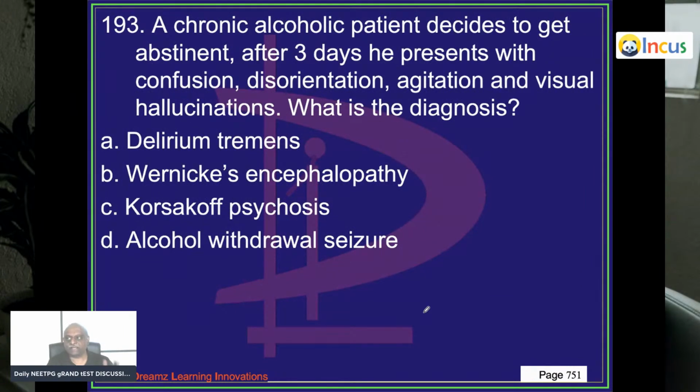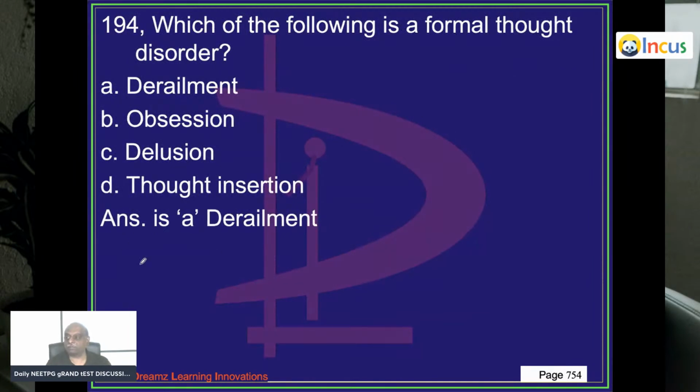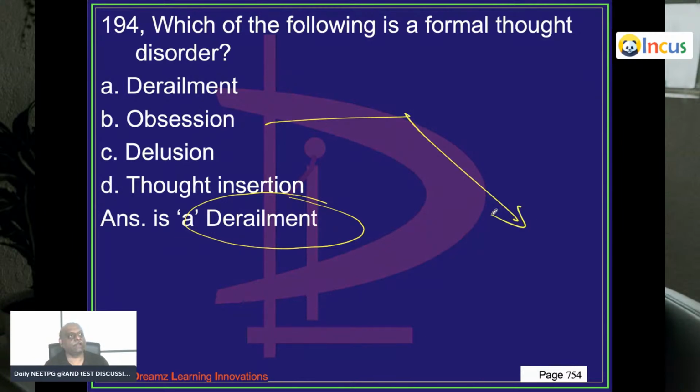A chronic alcoholic decides to be abstinent. After 3 days, he has confusion, disorientation, agitation, hallucination. That is delirium tremens. What is a formal thought disorder? Derailment. That is one idea, and in no time he will talk about a completely different idea.